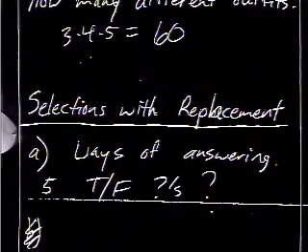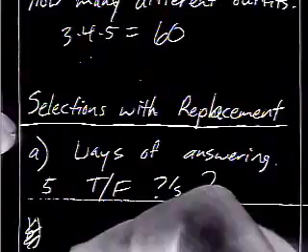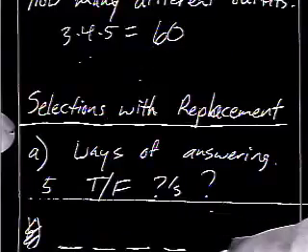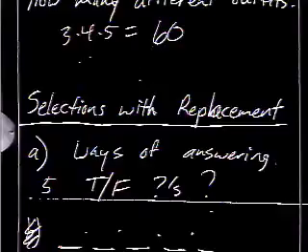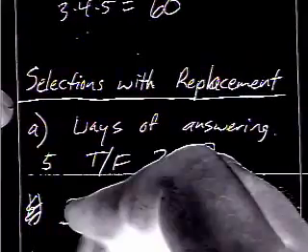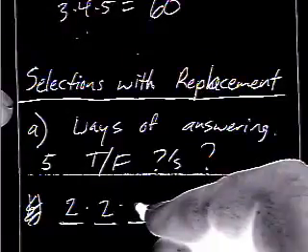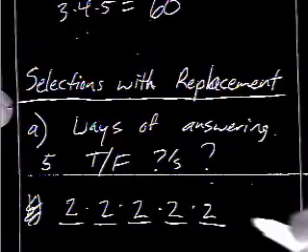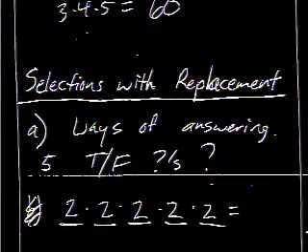How many different ways of answering 5 true-false questions? Well, you can think about it as 5 different questions, and you can think about the number of possible answers for those 5 questions. For instance, I've got 2 answers for the first choice, true or false, 2 for the second, 2 for the third, 2 for the fourth, and 2 for the fifth. And so when we say selections with replacement, what we're saying is if I use a true on the first question, it does not mean that I can't use true on the second question.